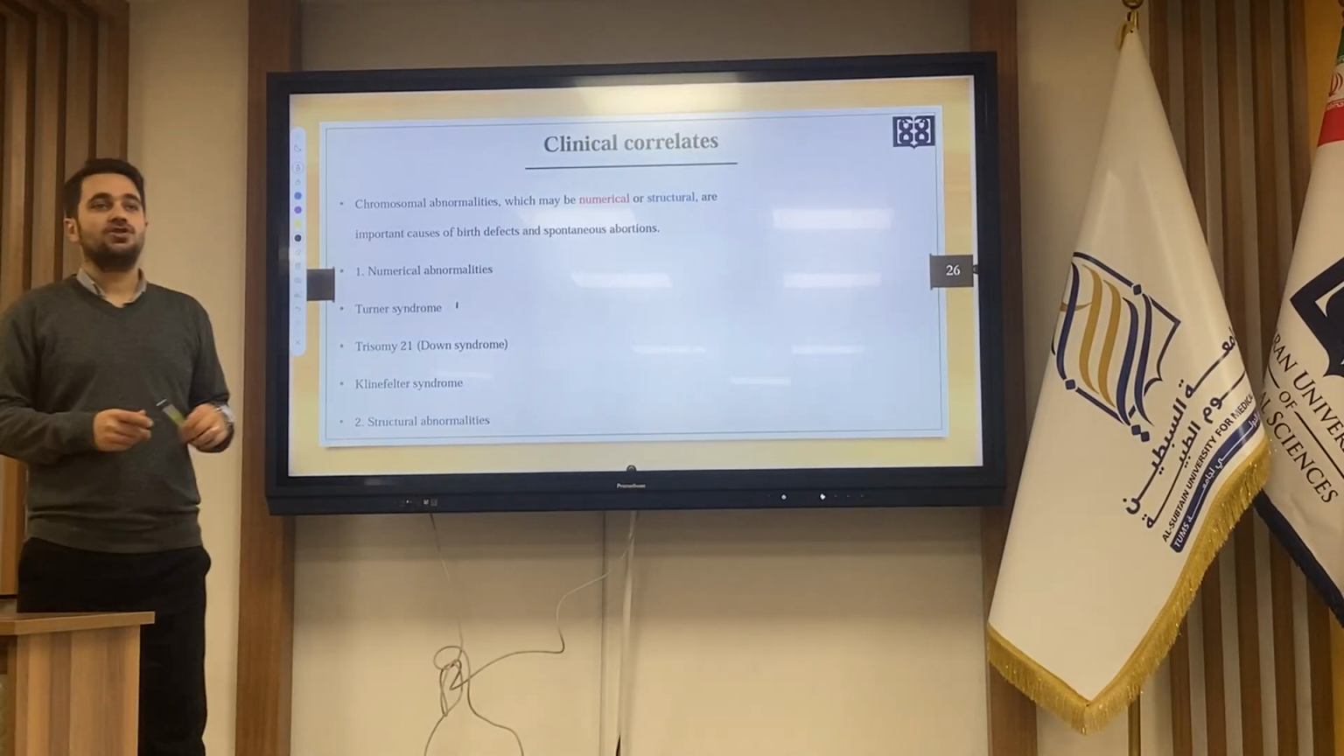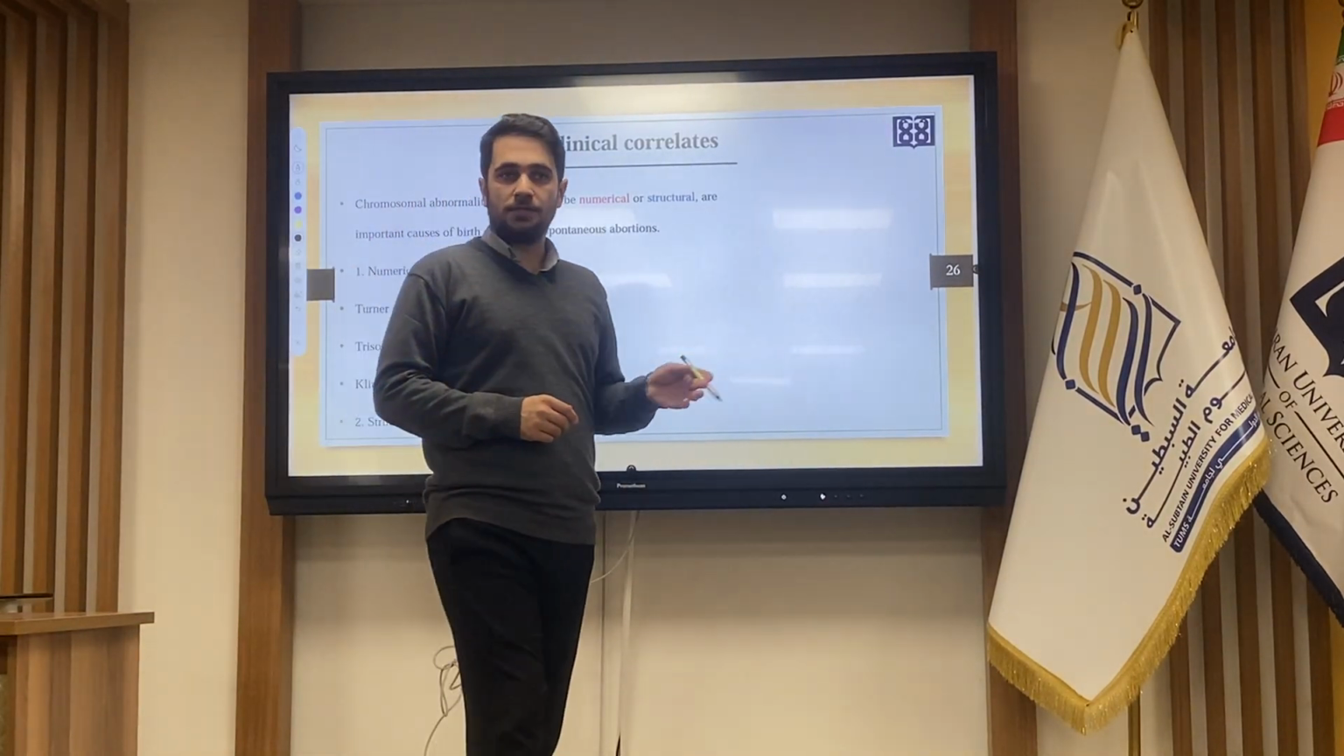Normal divisions of the cells, about the meiosis.